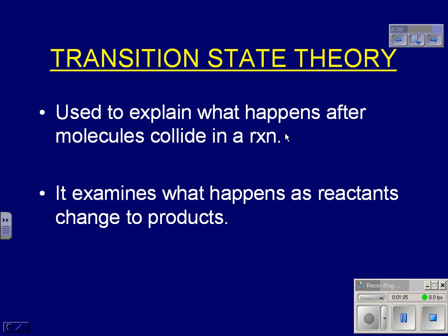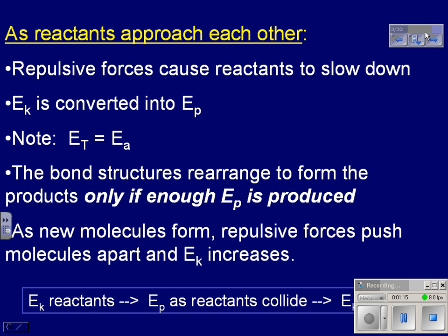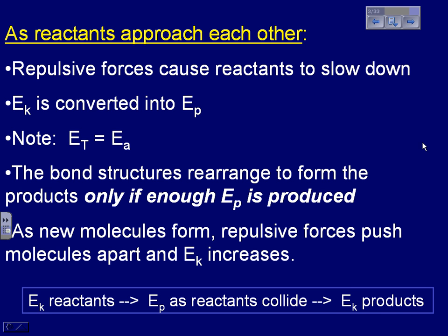So it's used to explain what happens after the reactant molecules collide successfully. It explains what happens as reactants become products. So let's take a quick look at what really takes place as two molecules approach each other. As two molecules start to run into each other, because they both contain electron shells, repulsive forces will take place, and they'll slow the molecules down. And so the molecules really have to be going pretty fast.